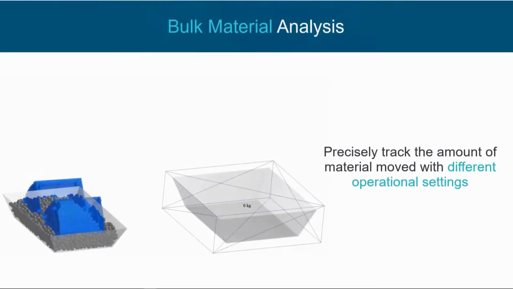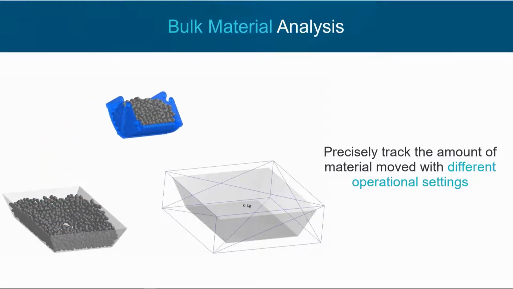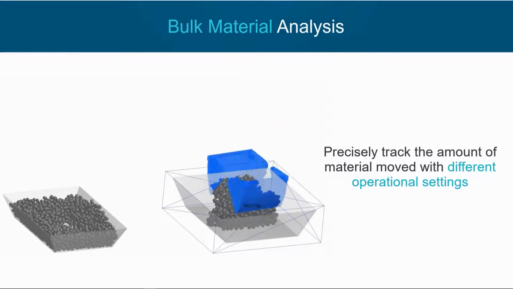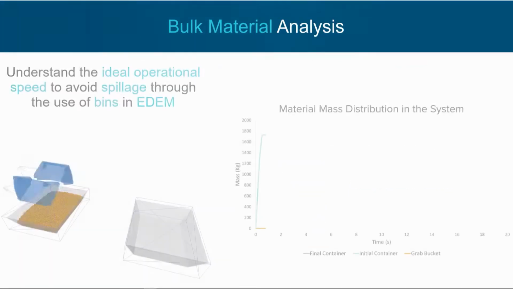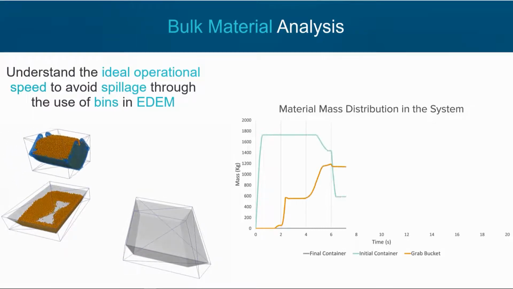And finally, we have this grab bucket, where we can use selections to understand the handling of different materials. And as well, we can track the amount of material moved with different operational settings for the grab bucket from one box to the other one. We can also investigate which is the ideal speed of the bucket to avoid spillage.